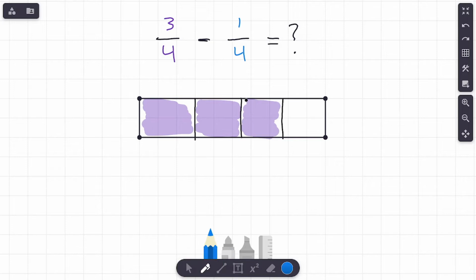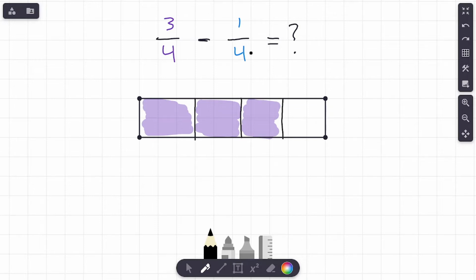We could take our pencil or our markers and mark out however many we need to. Whichever way you want to do it is totally cool. What I'm going to do is use both. So I have 3/4, in purple on the screen here on my model, and I want to take away 1/4.